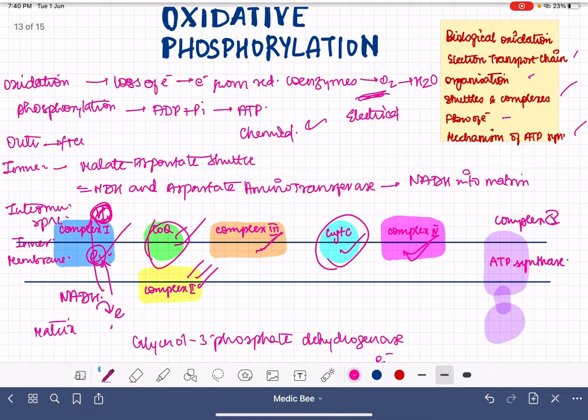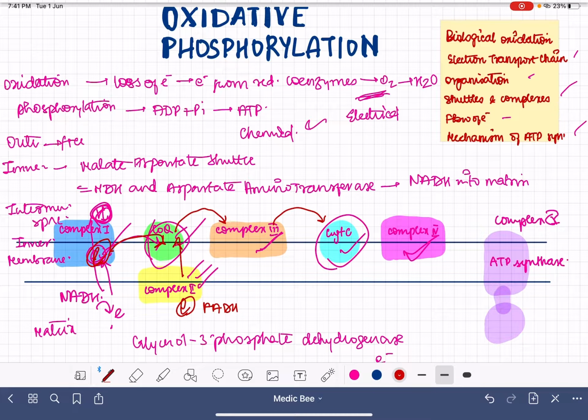I will show it in the diagram. From complex 1, electrons jumped towards coenzyme Q. Similarly, electrons from FADH2 also jumped towards coenzyme Q. From coenzyme Q, they were transferred to complex 3, and from complex 3 to cytochrome C.